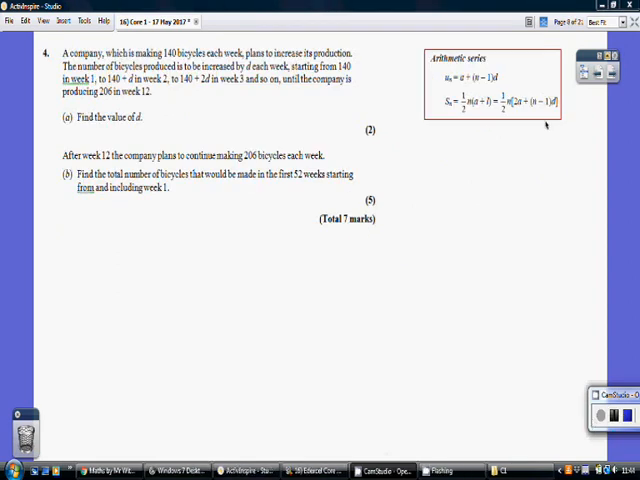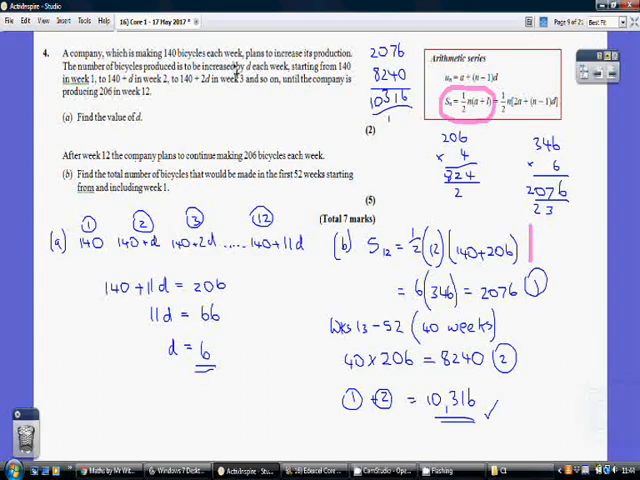Question 4. So I've included the given arithmetic series formulae here because we're going to be using this in this question. So a company makes 140 bikes each week, plans to increase its production by D each week, so it's adding on another D each week, and so on. So basically, then we've been told it's producing 206 in week 12. So let's try and establish the pattern.